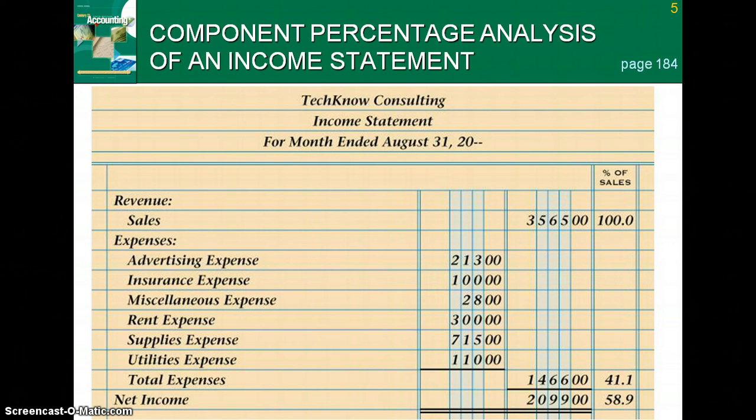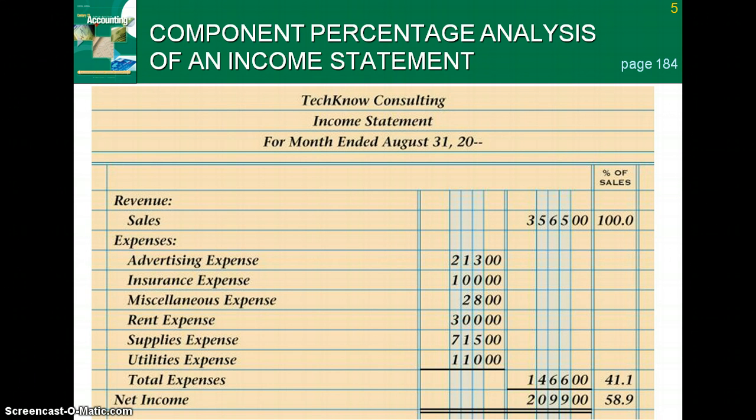Then we have to figure these component percentages. Where we only have one revenue account, sales is always 100%. And a component percentage is just what percentage of sales or revenues were our expenses. So, like I said, sales always 100%. So then you're going to take your total expenses divided by your total sales, multiply it by 100. That gives you your percentage. In this case, it's 41.1%.